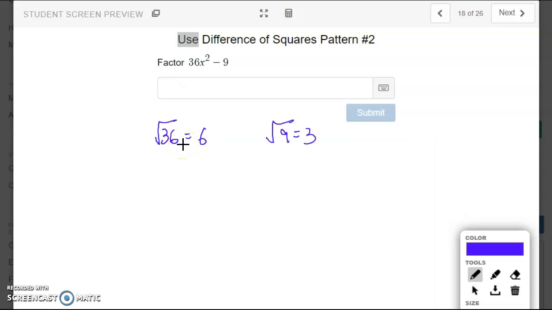Square root of 36 is 6. Square root of 9 is 3. So the template is going to be something x plus something x minus. The first number is going to be 6x and 6x. And the last number is going to be 3 and 3. So 6x plus 3, 6x minus 3. And if I multiply this out using FOIL, I am going to get the original 36x squared minus 9.